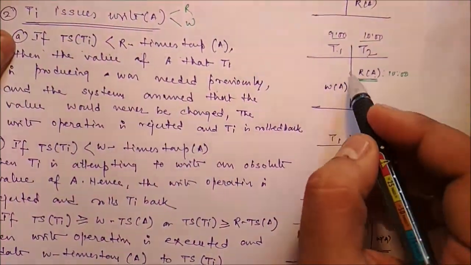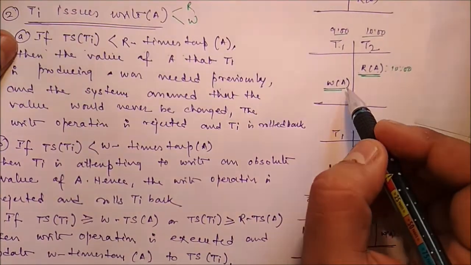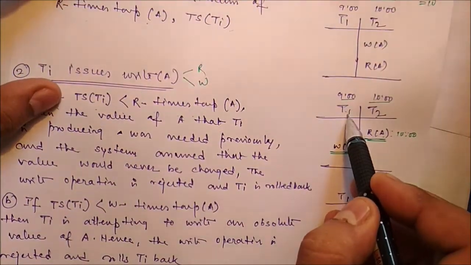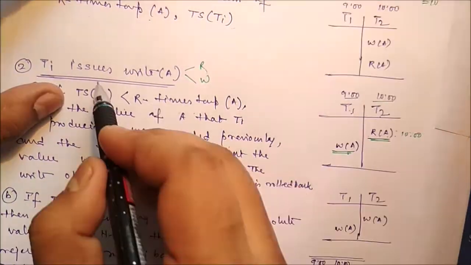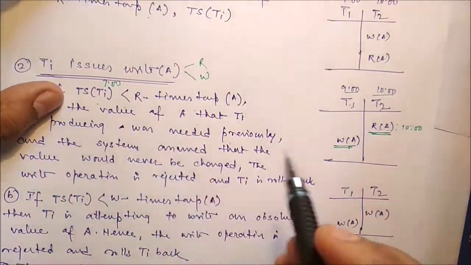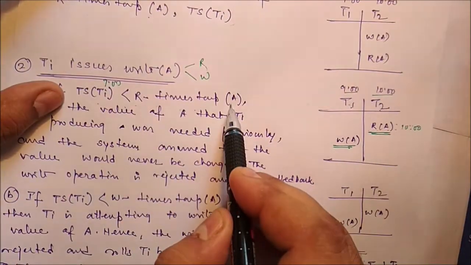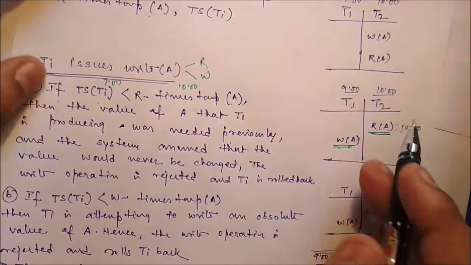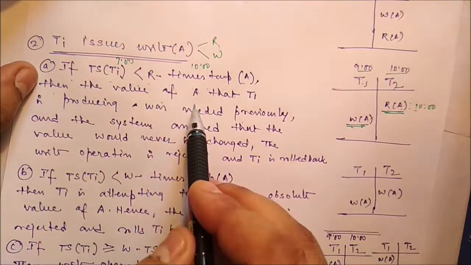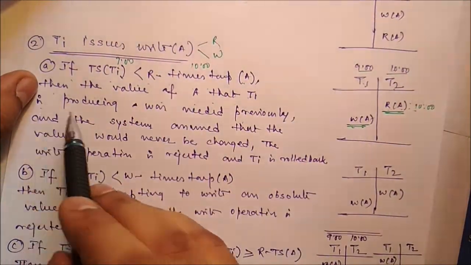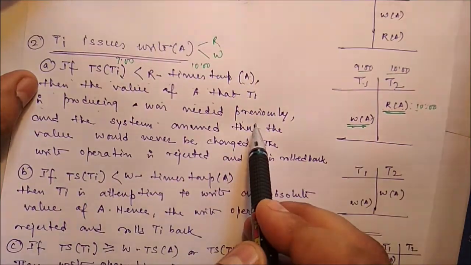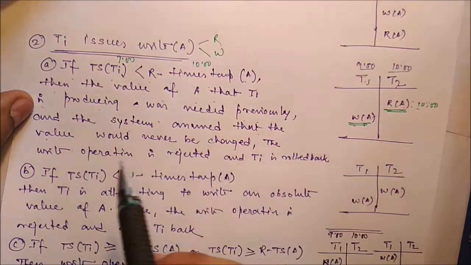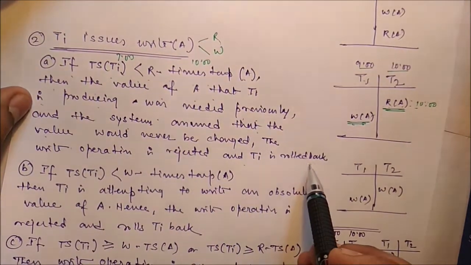Okay, but T1 tries to write this one. So T1 needs to do a write operation. What is TS(Ti)? It is 9. And what is the R-timestamp? It is 10. Now this condition is true. This condition being true means the value of A that T1 is producing was needed previously, and the system assumed that the value would never be changed. The write operation is rejected and T1 is rolled back.